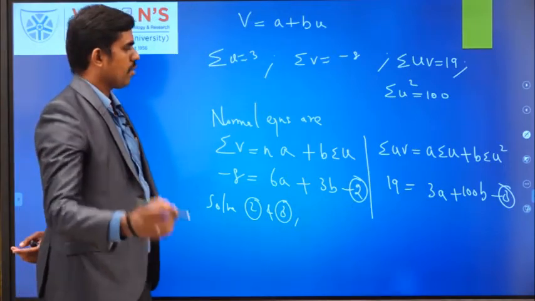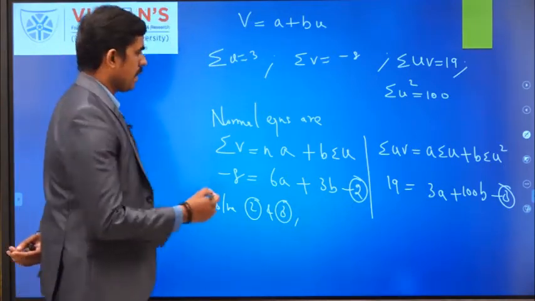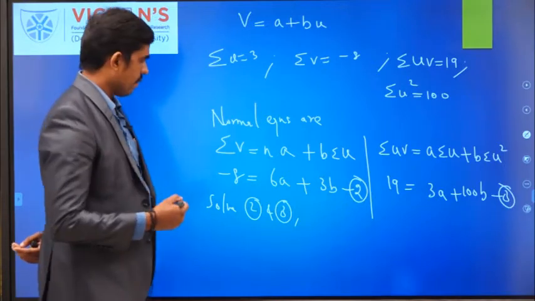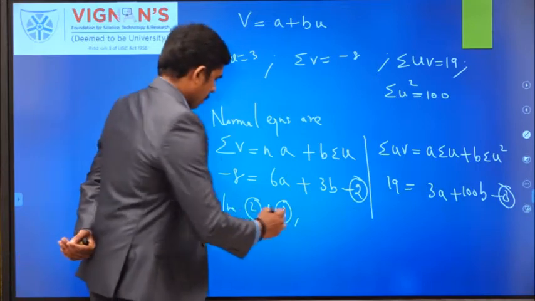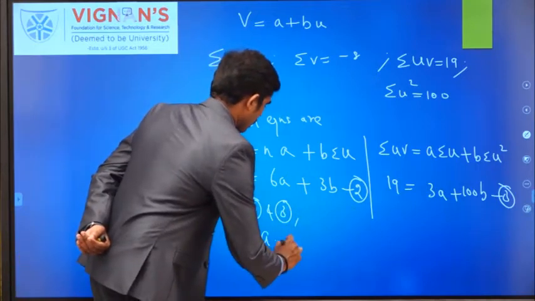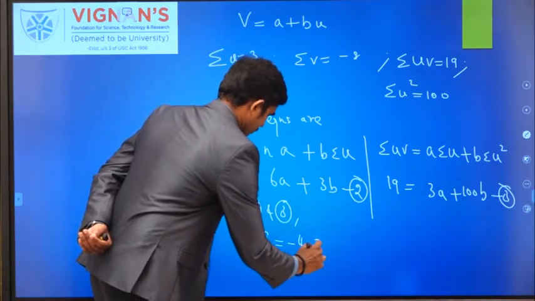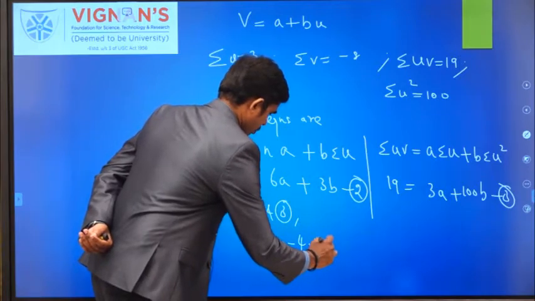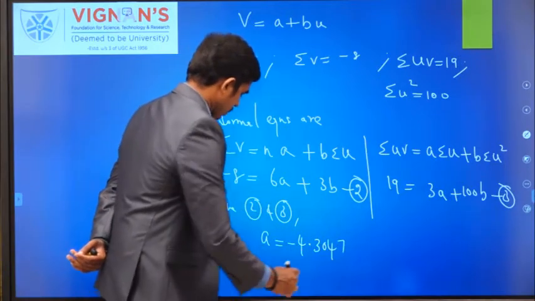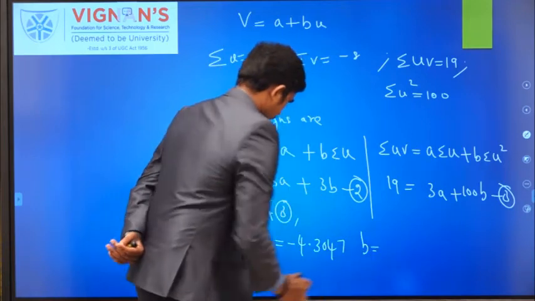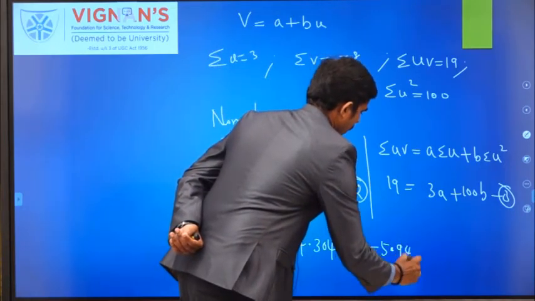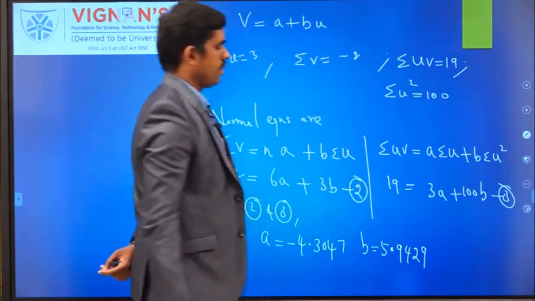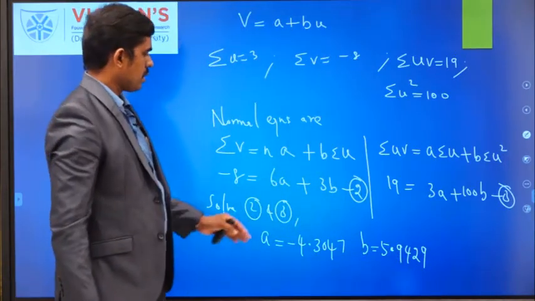By using a calculator you can solve. You know how to find the values of a and b, so now I am writing the answer. A you will get -4.3047, you can check this. B you will get 5.9429. So these are all the values.